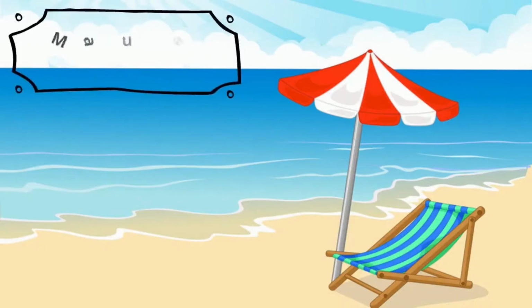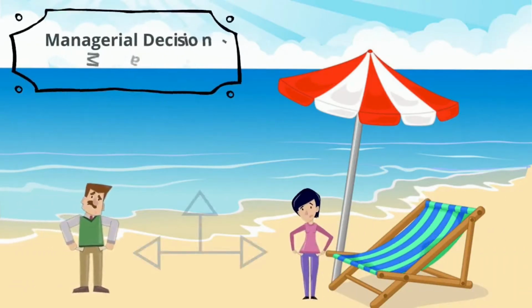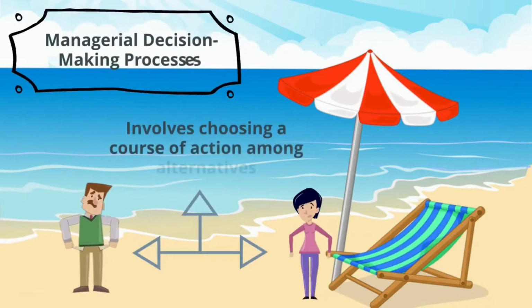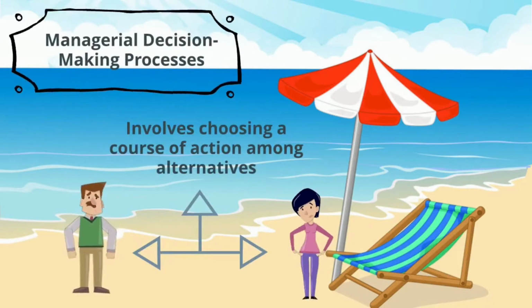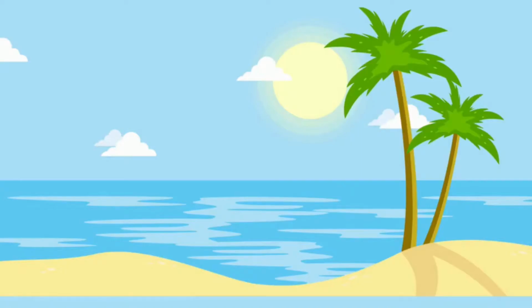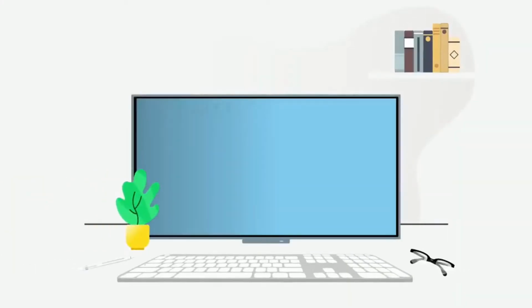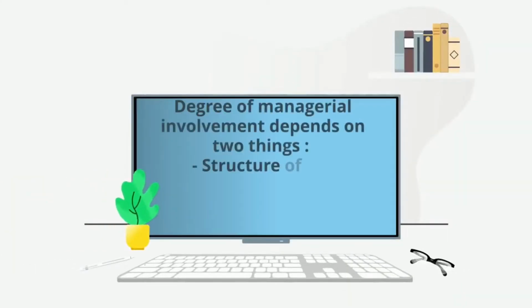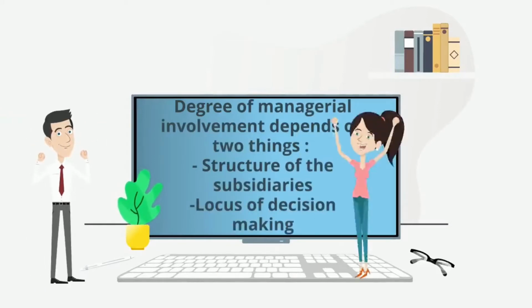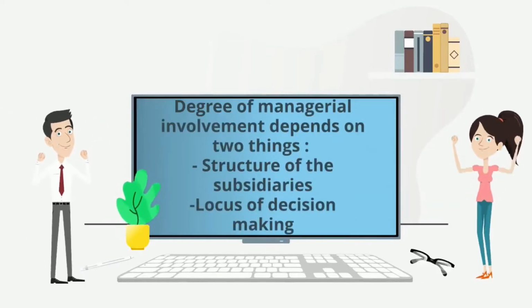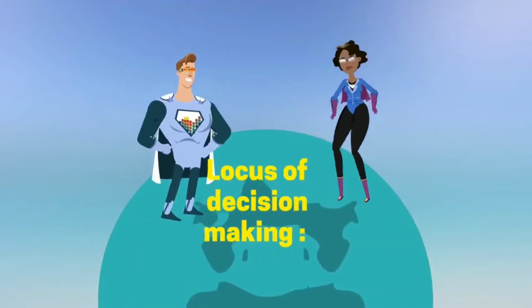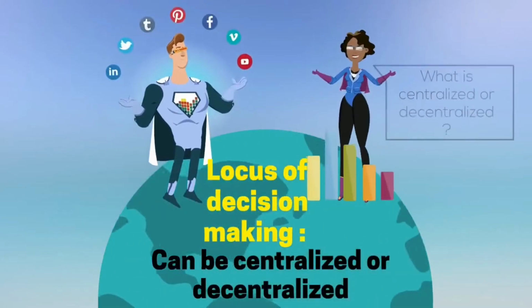Managerial decision-making process. The first point is that it involves choosing a course of action among alternatives. The second one is that it is often linear but looping back is common. The third point is that the degree of managerial involvement depends on two things. First, structure of subsidiaries. Second, locus of decision making. Locus of decision making can be centralized or decentralized.